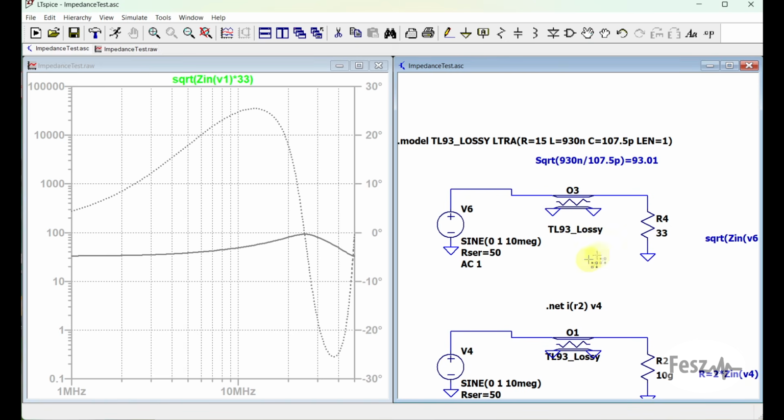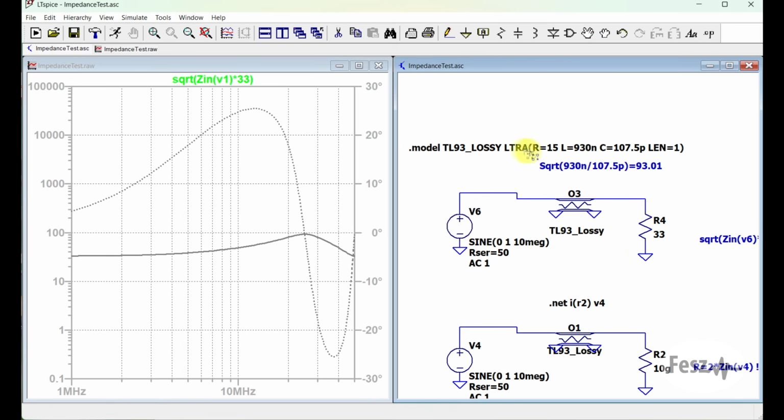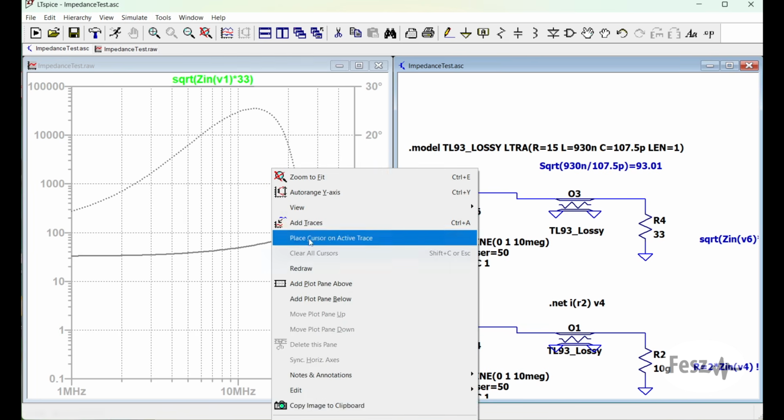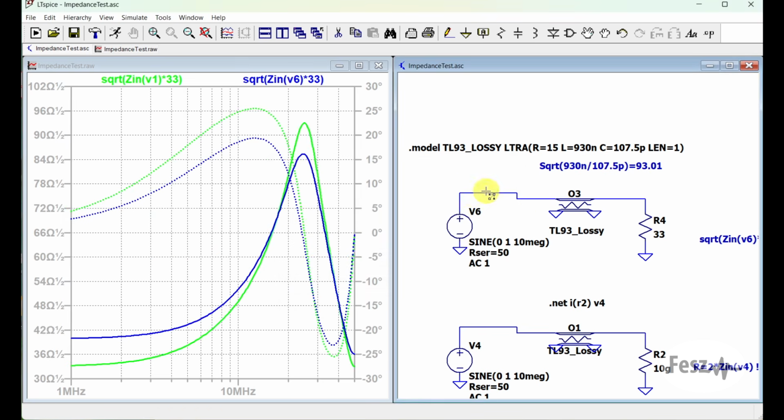However, if we now move to a lossy transmission line, so this has a defined resistance, and we try out the same method, let's just change the scale a bit, we can see that the impedance value is a bit different. So instead of the 93 value, we are getting closer to 85. So the quarter wavelength method is pretty accurate, as long as the line's loss is negligible.